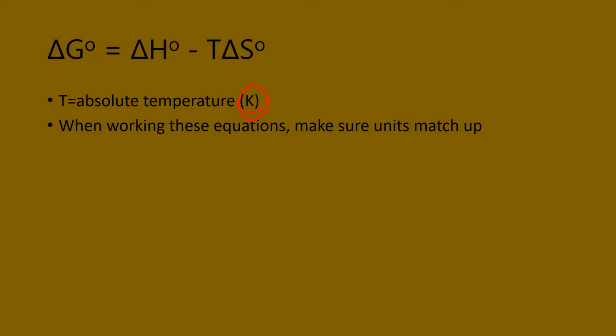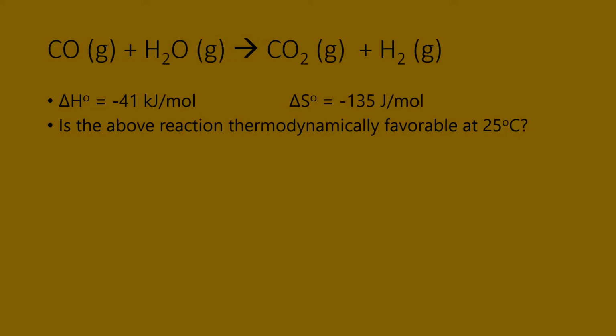In the one that we're going to do, you'll see that our delta H is in kilojoules per mole and our delta S is in joules per mole. So we need to convert the 135 joules per mole, and you can go either way. Most seem to convert to kilojoules, and that seems to be the way the test normally converts. So this would be negative 0.135 kilojoules per mole.